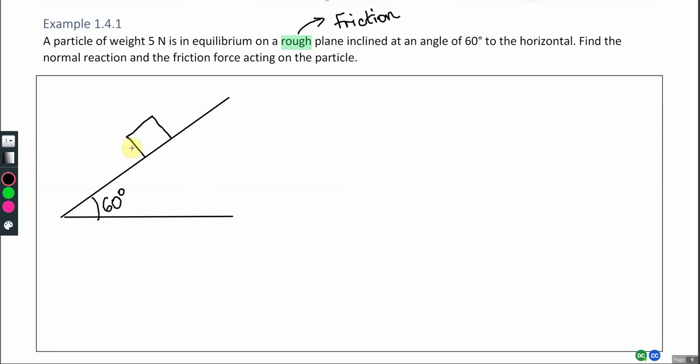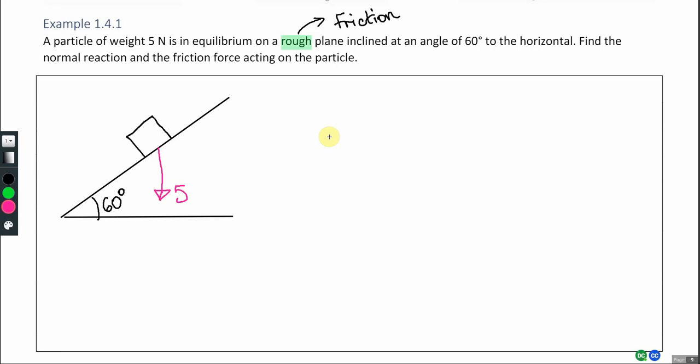The plane is the surface it's sitting on. So a plane is a two-dimensional surface. We need to find the normal reaction and the friction force acting on the particle. So let's put the forces on. The weight, which will always be vertical, and we've been given the weight here, so that is 5, not 5g.